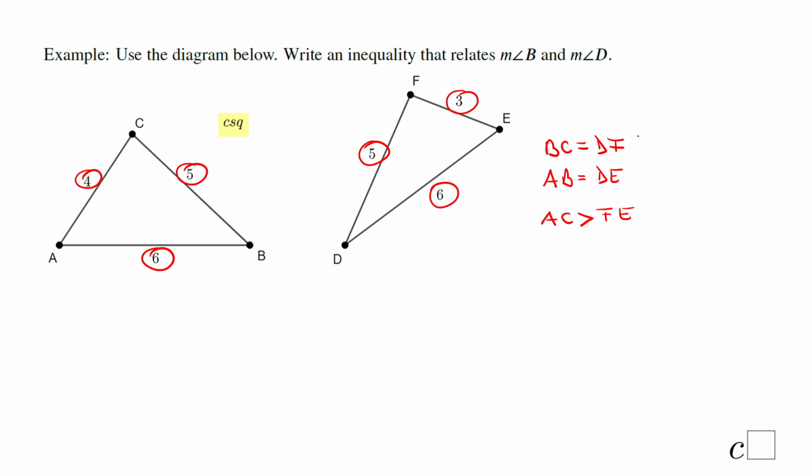Therefore, from these three things we can say this angle, which is on the other side of the side that is 4, so the measure of angle B will be greater than the measure of angle D, which is on the other side of the side that is 3, by the converse of the Hinge theorem or side inequality theorem.